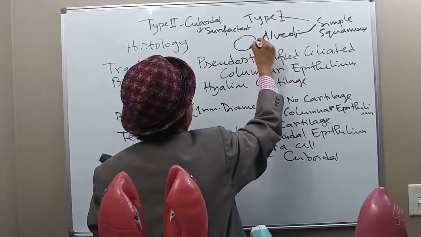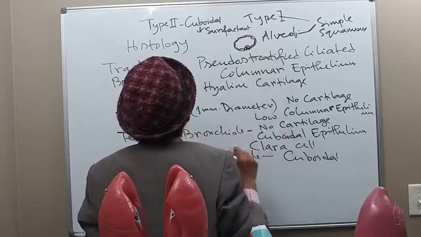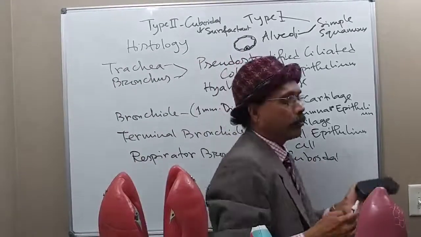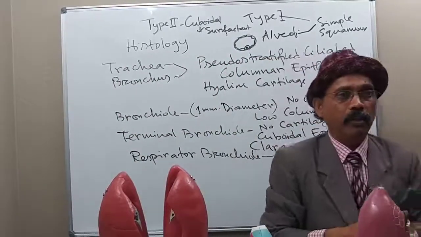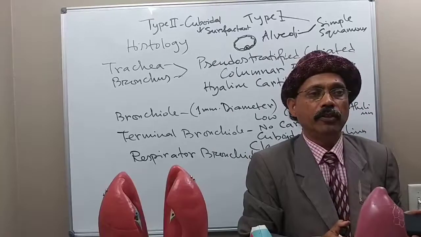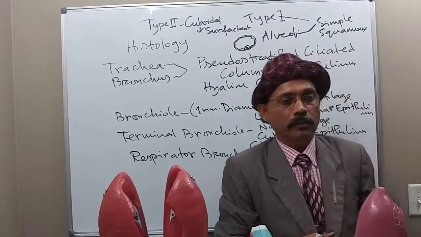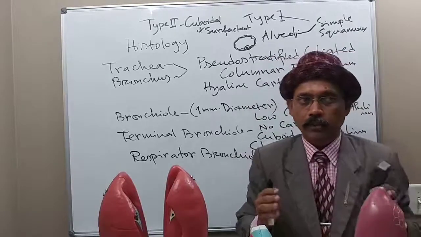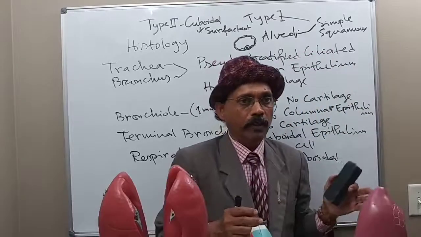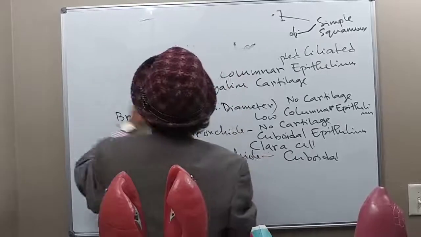We have simple squamous epithelium. Some of them are cuboidal. They release the surfactant that protects our respiratory passage, decreases surface tension, and prevents respiratory distress syndrome of the newborn. Okay, we got the histology of the respiratory system. Now I will touch on something about the embryology.